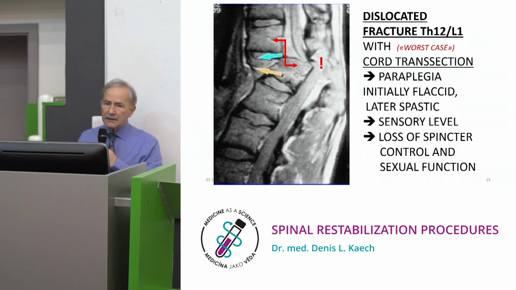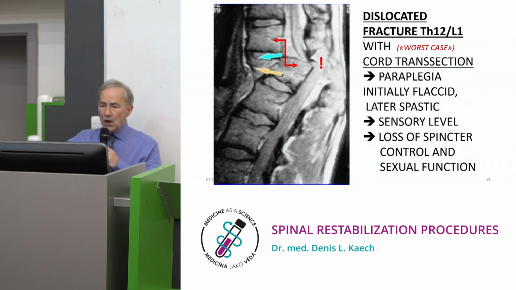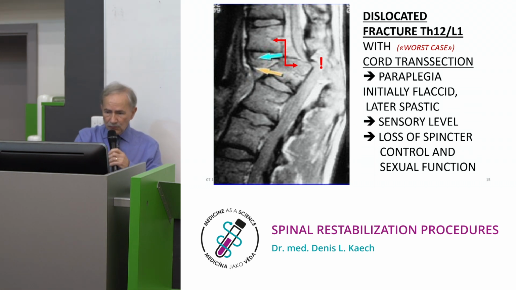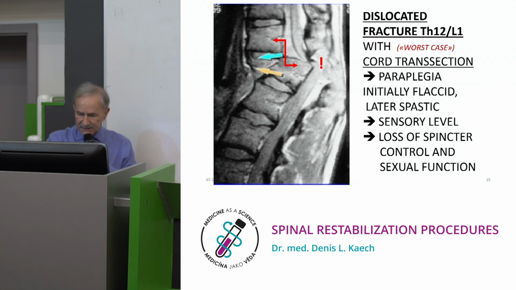And the maximum of a myelopathy is in case of cord transection, when you have a severe accident and the patient loses the function below the lesion, TH12 here, fracture dislocation with torn ligaments, and here the cord is transected. This is the worst case with paraplegia and incontinence, impotence.